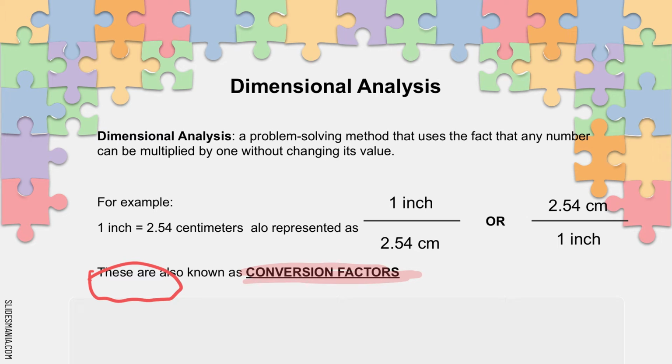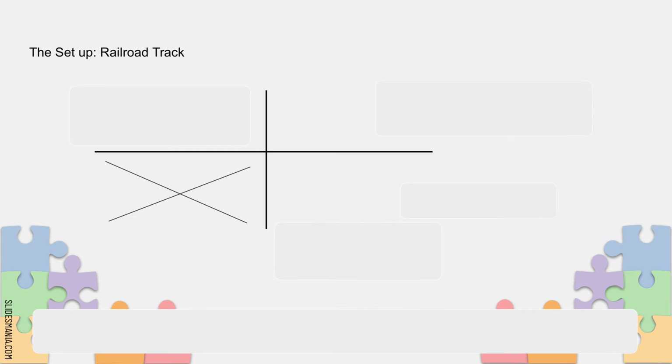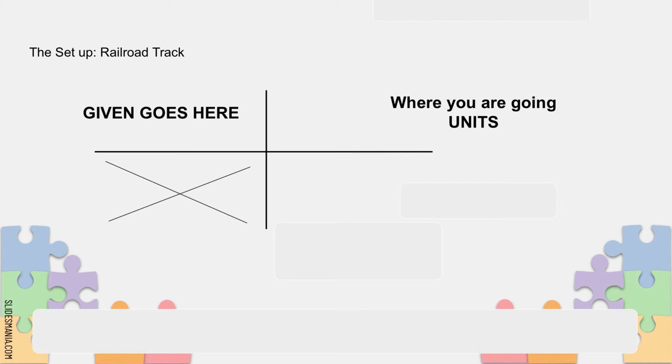Conversion factors. To set up the railroad track method of unit dimensional analysis, you write what you are given here in this spot on your railroad track. Then, where do you want to go? What units do you want to end up with? Goes up top. Your given units are on the bottom. So if your given units was inch, your given conversion factor is on the bottom.